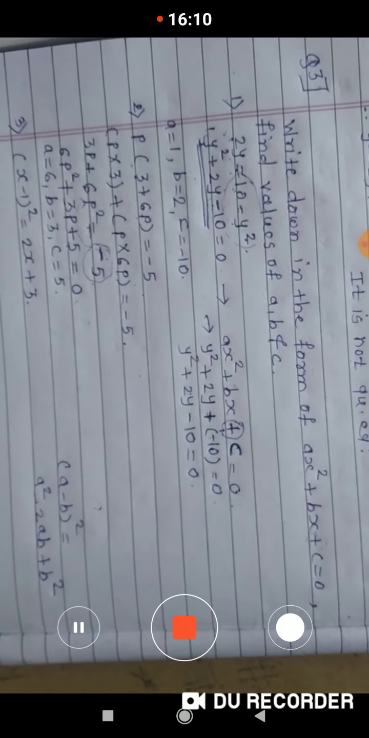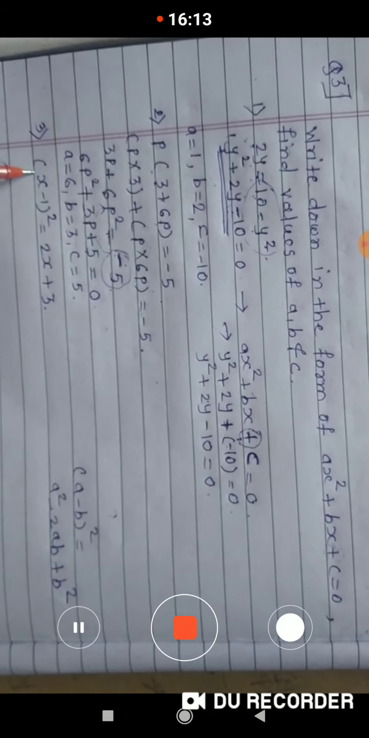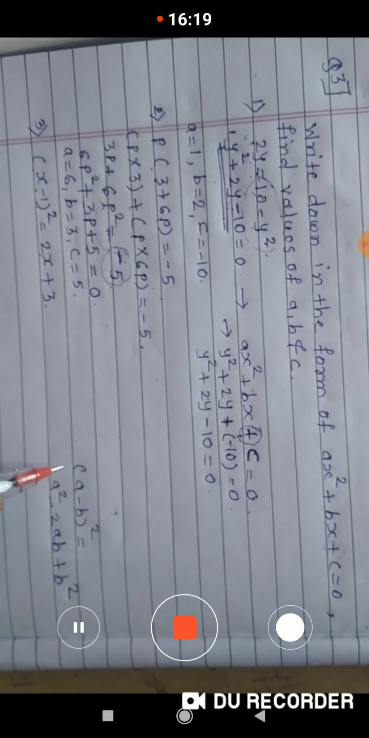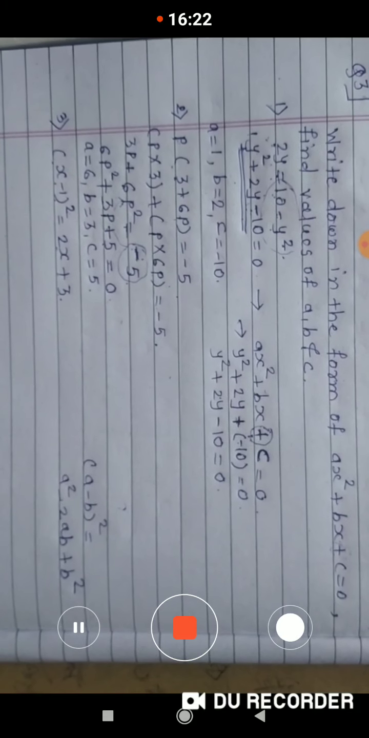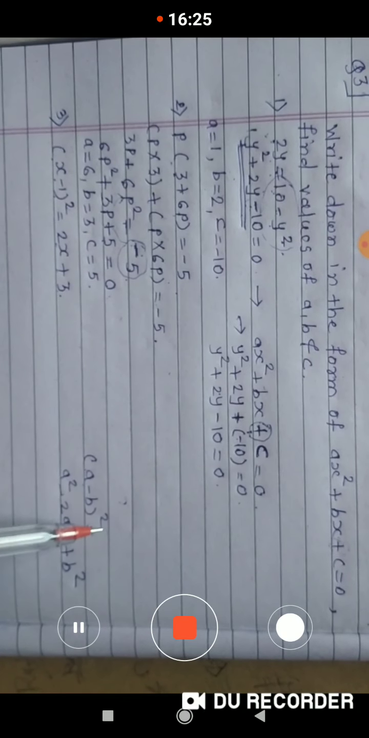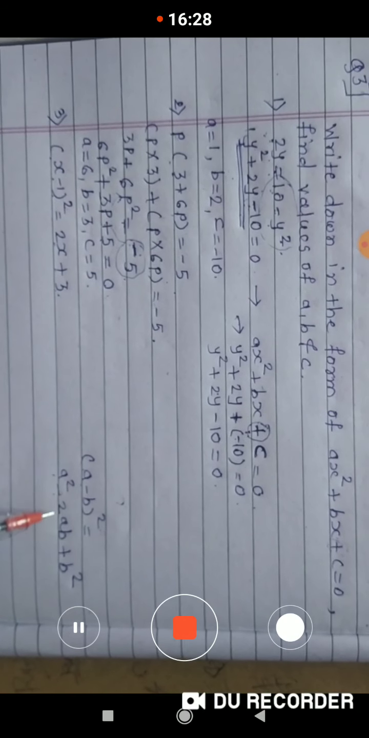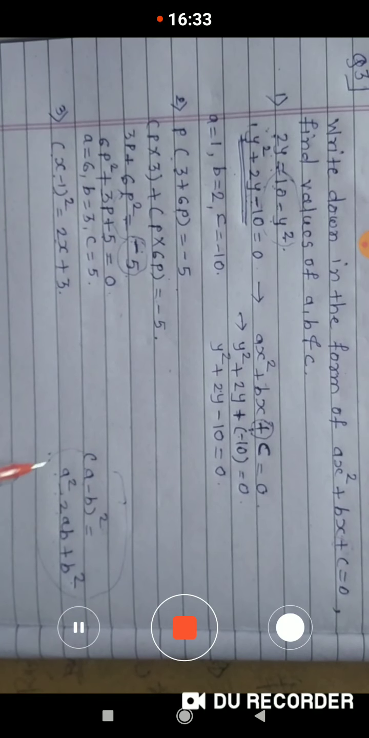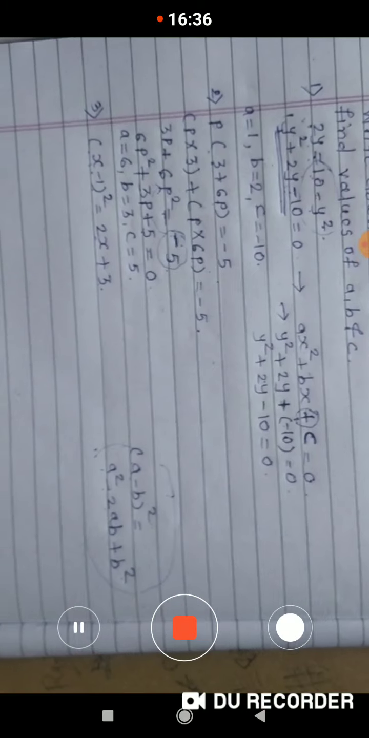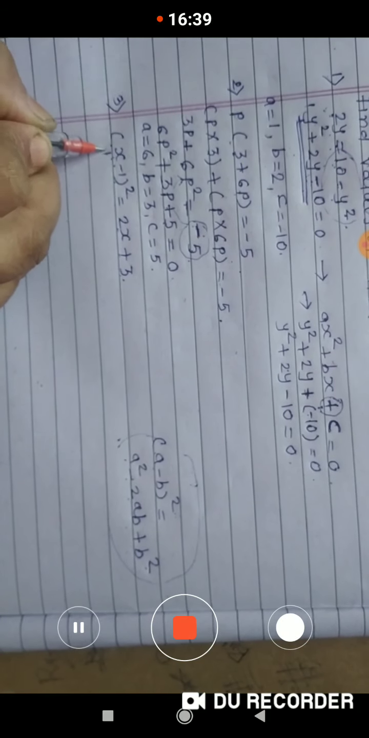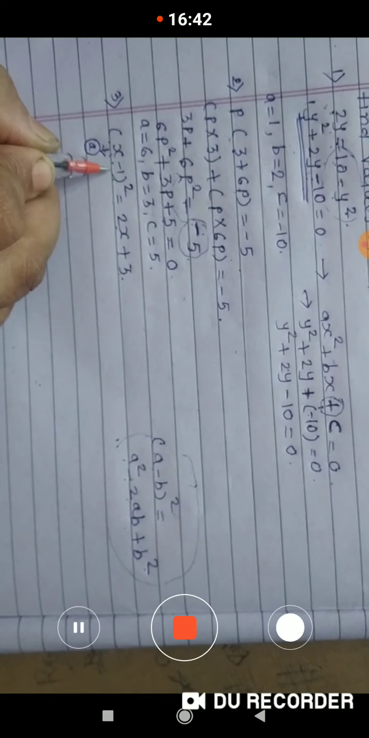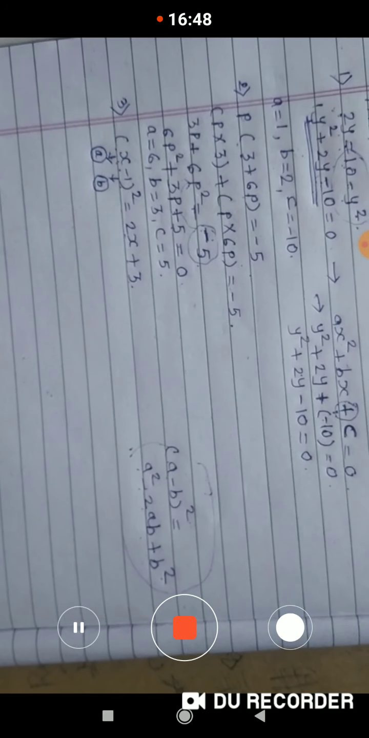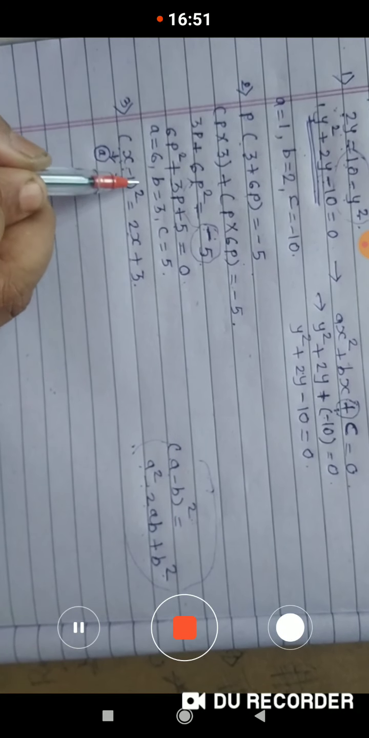Understand? Now see the last example we take. (x minus 1) bracket square is equal to twice x plus 3. See students, we know very well the expanded form of (a minus b) bracket square is equal to a square minus twice ab plus b square. Okay, by using this expansion formula we have to solve this bracket first. Understand? Suppose x is for a, and this minus 1 is for b. Now we have to solve this bracket first. (x minus 1) bracket square.